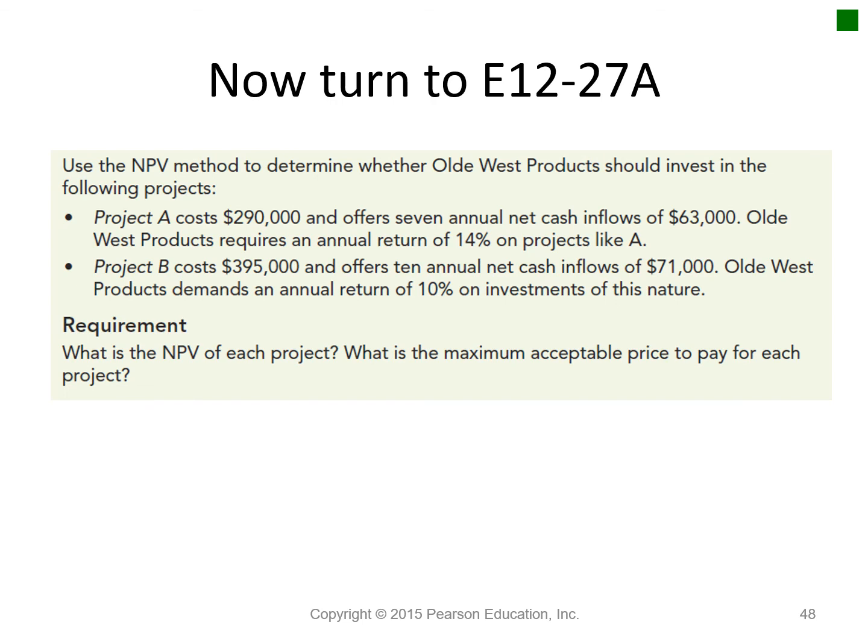All right, so let's look at exercise 12-27A. It says use the NPV method to determine whether they should invest. So we've got project A and project B. Project A costs $290,000. That's your initial investment. It offers 7 annual cash inflows, so N is equal to 7, of 63,000. They have a return here of 14%. So this is going to be an annuity. Project B, we've got 395,000 as your initial cost. Notice it's 10 annual cash inflows. Again, that's another annuity, but on this one you're going to be using N is equal to 10 and an interest rate of 10% on project B.